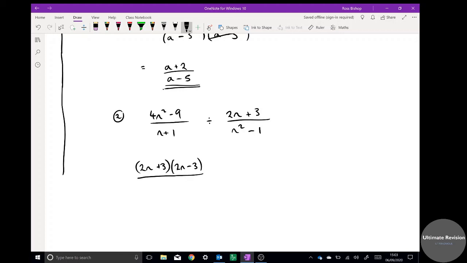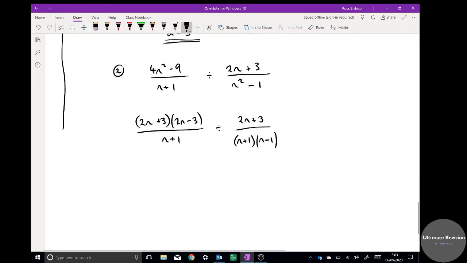Again, you might want to pause and have a go at this before I reveal the answer. The bottom one can't be factorized. Divided by that can't be factorized either, but you will notice that the bottom one there is also the difference of 2 squares. Okay, that makes it so much easier for me. Because now, remember, dividing fractions, you can flip the second one and it becomes multiply.